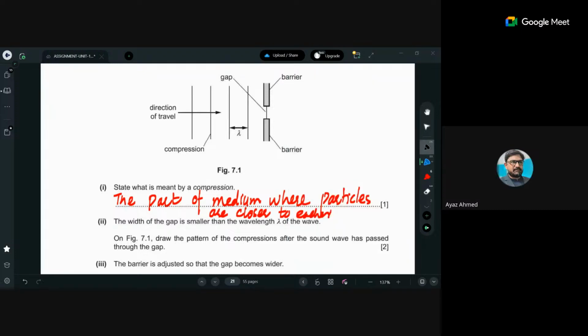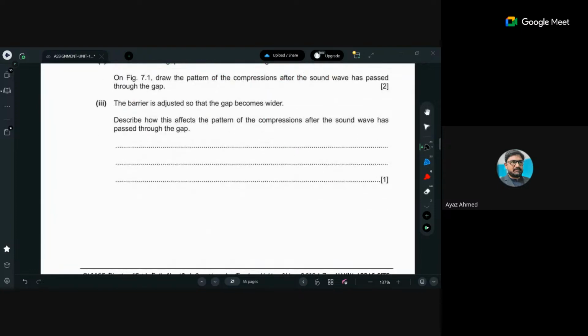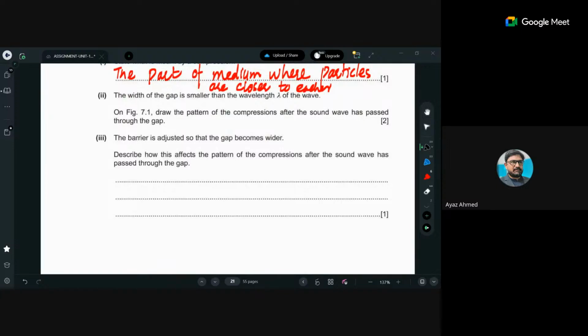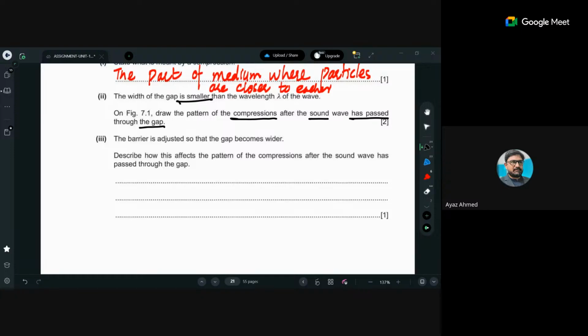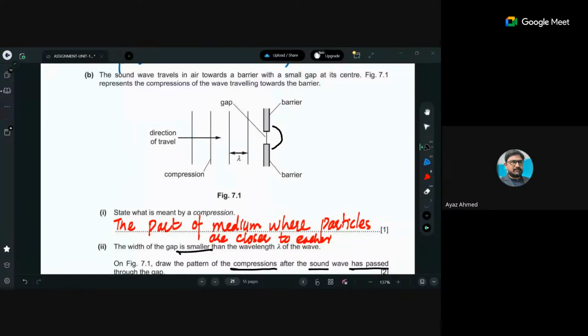So, moving on. The width of the gap is smaller than the wavelength. This is the key point, smaller than wavelength. On figure 7.1, draw the pattern of the compressions after the sound wave has passed through the gap, right? So you have to draw the wave fronts. First, place the scale here and just measure. It seems to be 1 centimeter. So just draw the points 1 centimeter apart, 2 or 3, not more than that. Then remove the scale.